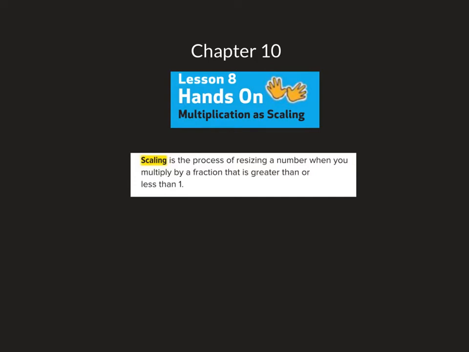Let's read this definition. Maybe this will be better. Scaling is the process of resizing a number when you multiply it by a fraction that is greater than or less than 1. So let's jump in.